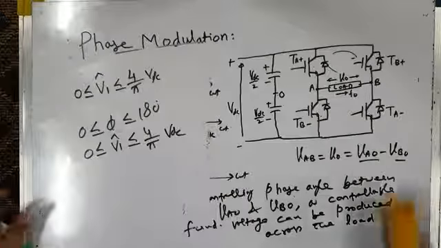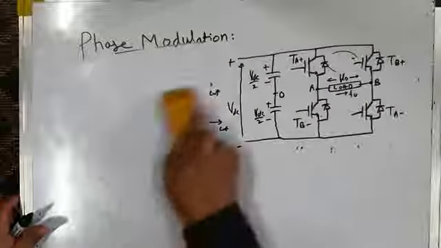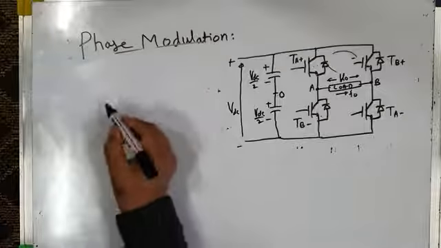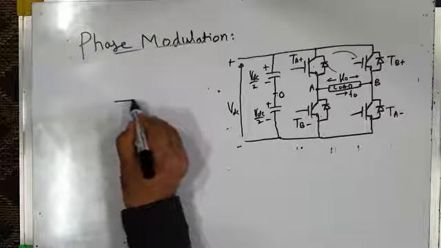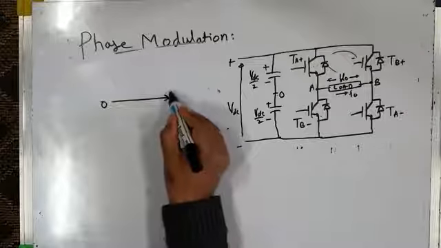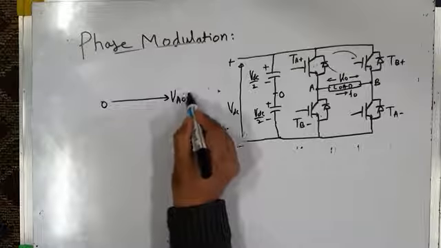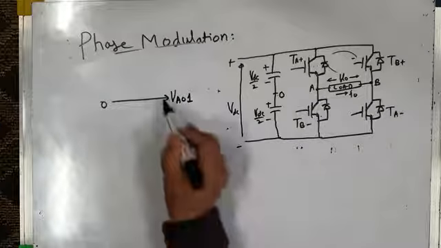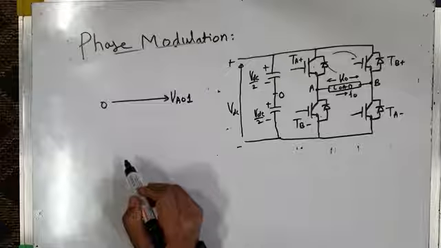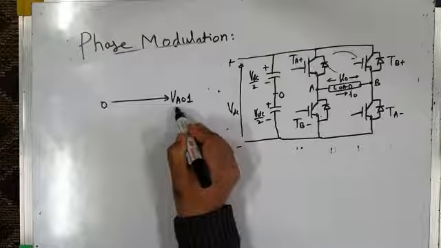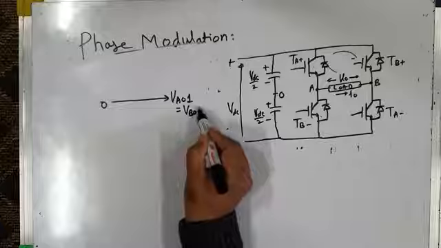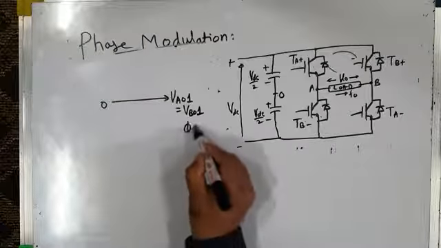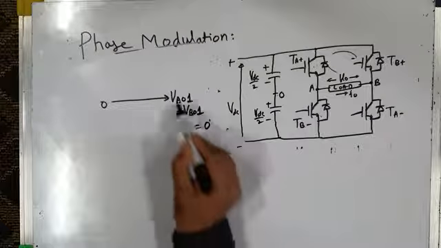Okay, so this can be represented in terms of a phasor diagram also. If you draw the phasor diagram, let us consider the fundamental component of pole voltage VAO. This is the phasor for the fundamental component of pole voltage VAO. And let us suppose VBO is also equal to VAO. So VAO1 is equal to VBO1. That means phi is equal to 0 degrees.